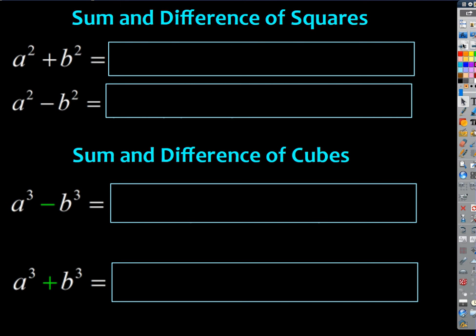So I want you to know perfect squares and cubes. Remember, you have to know those: squares up through 15, cubes up through 10. So that's one of the things you've got to know. You've got to know your binomial factoring patterns, and you've got to know your binomial product expansion patterns. We'll review those here, not today, but very soon.